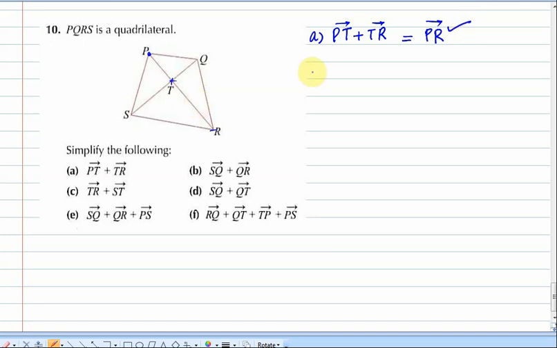Alright. For part B, SQ plus QR. First observe from the figure. From S to Q and then Q to R, that means ultimately you have moved from S to R, and that is your resultant SR. Right? Very easy. Now why don't you guys start part C? You have 15 seconds for this part, start.